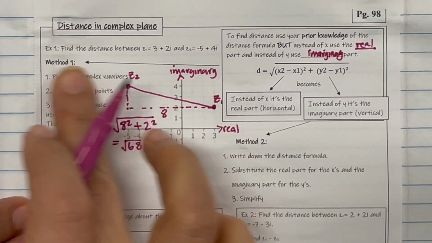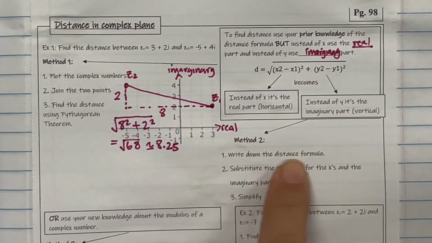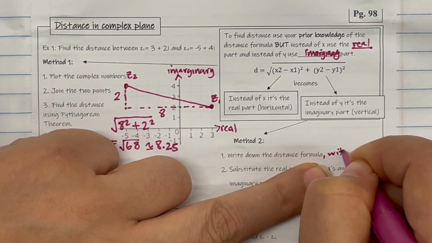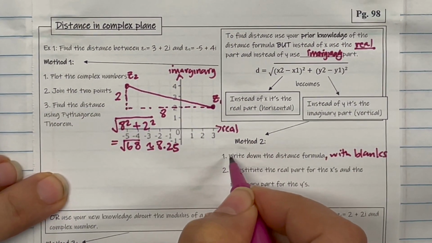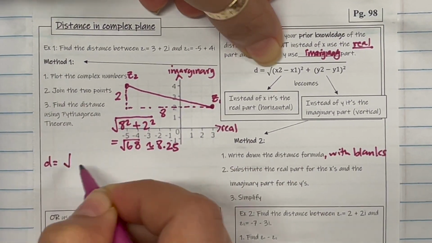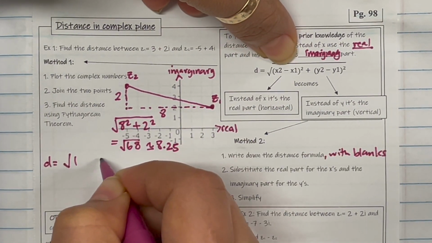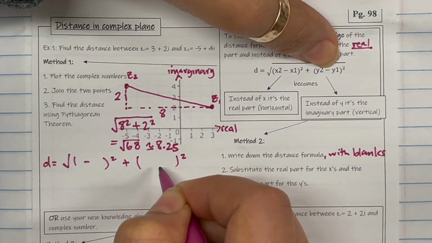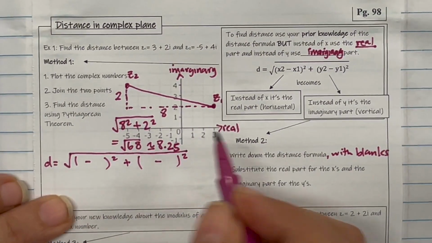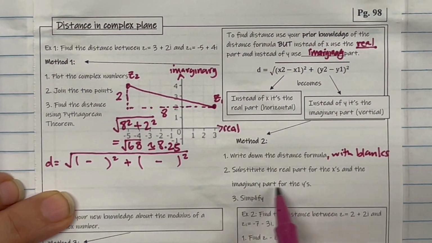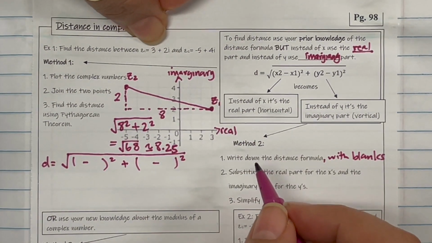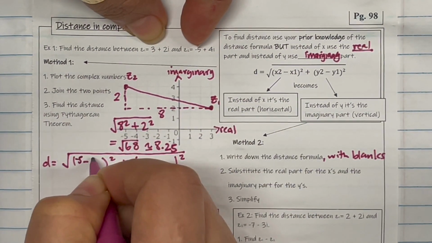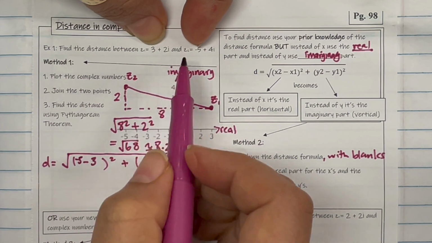So that's one method. The second method is just plugging it into the distance formula. Write down the distance formula with blanks. So d is equal to the square root of parentheses blank minus blank close parenthesis squared plus parentheses blank minus blank close parenthesis squared. Again, the real part is the x's. So the real numbers are 3 and -5, and you're going to substitute the second one minus the first one. So the second one is -5 minus 3.